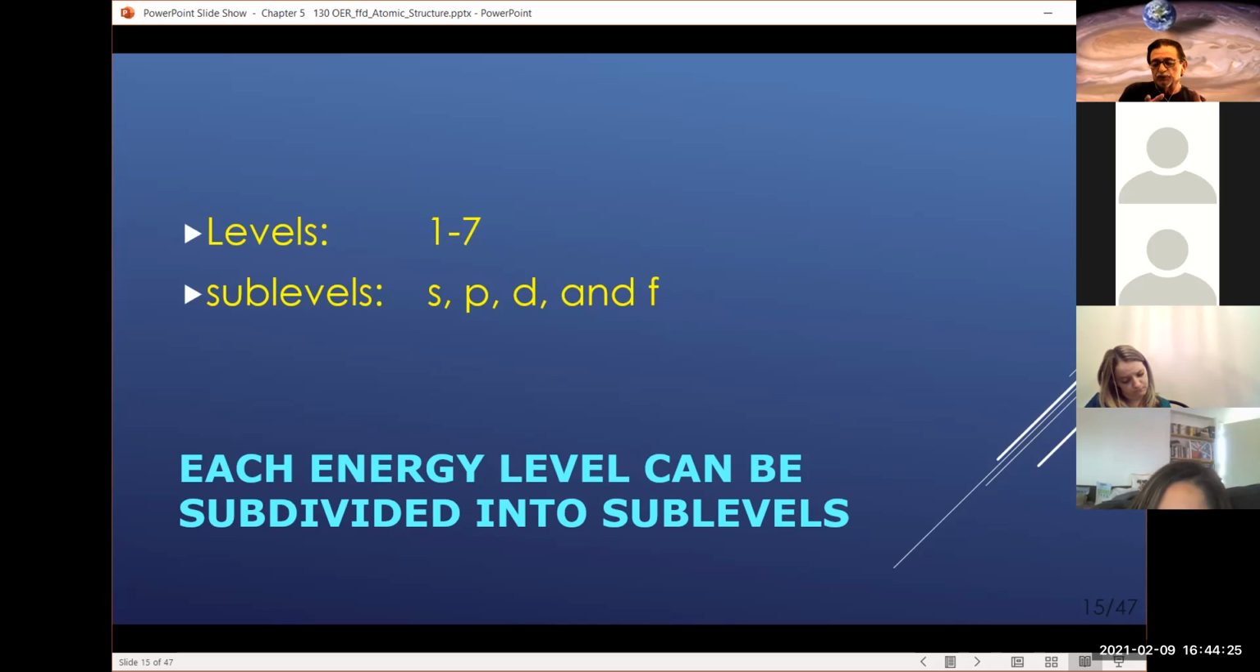I don't know why they gave them the letters P, D, and F, but the first one, S, makes sense when we talk about the shape of it, because the S shape is round like a ball, a sphere. The P shape is a totally different kind of shape. I'll show you that in a second. And the D's and the F, there are some crazy looking orbits that have been defined. But that's where we're at right now. We've got the S, the P, the D, and the F orbits. These are sublevels of the energy levels 1 through 7.